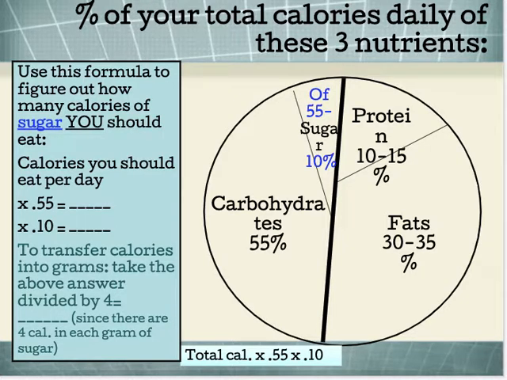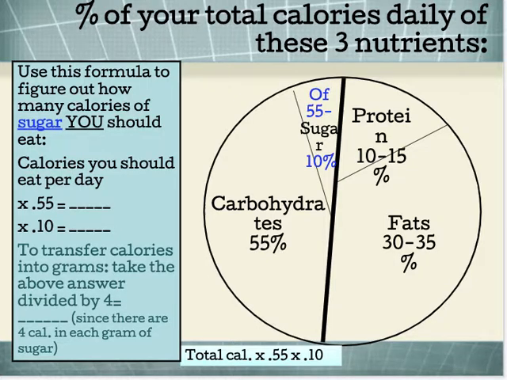So we've already figured out how many calories we need in a day. We've already figured out our fat grams in a day. So let's try and figure out our sugar grams in a day. You're going to use this formula to figure out how many calories of sugar you should eat. Take the calories you should eat per day, which is what you figured out last week, and multiply that by 0.55 to get your number.